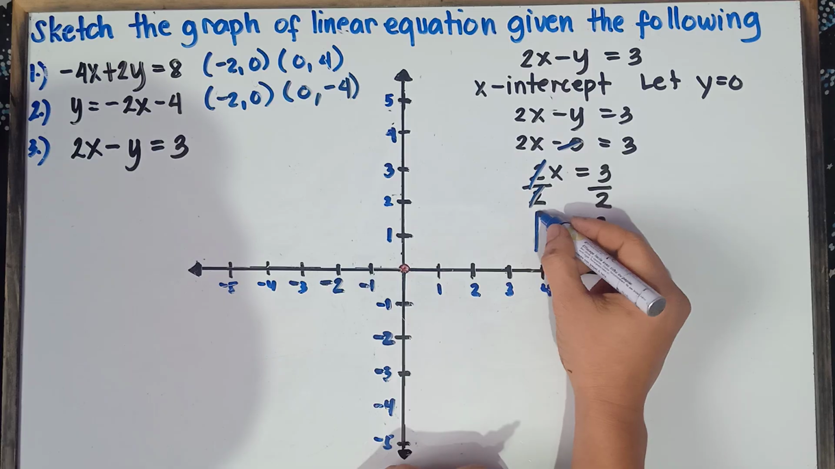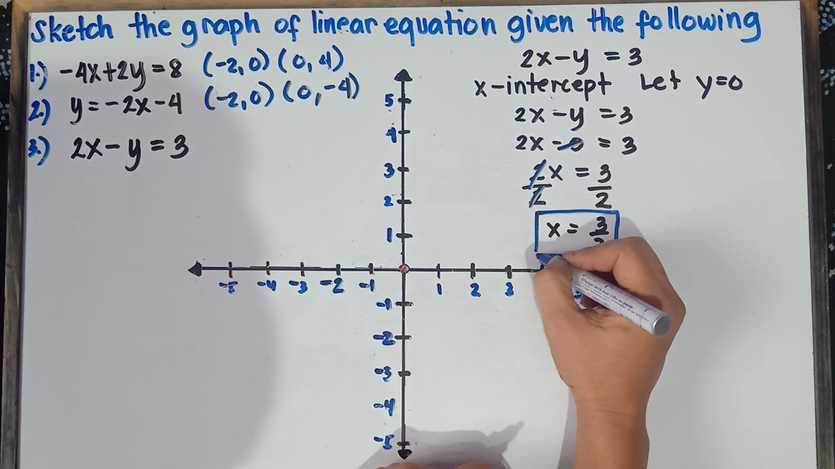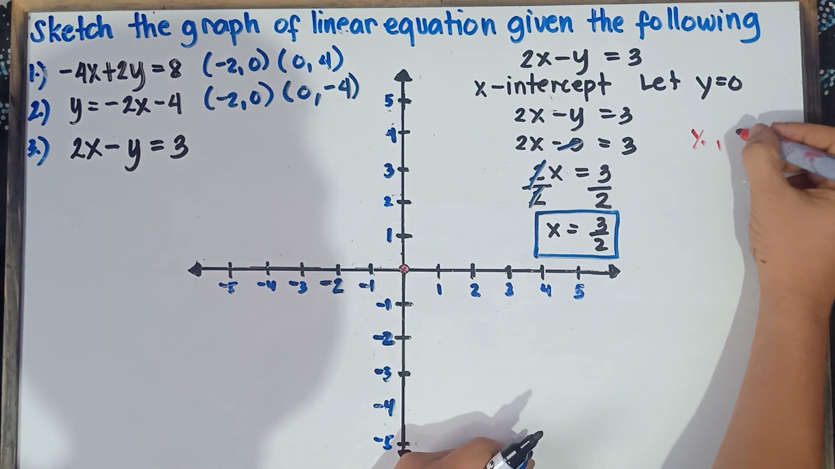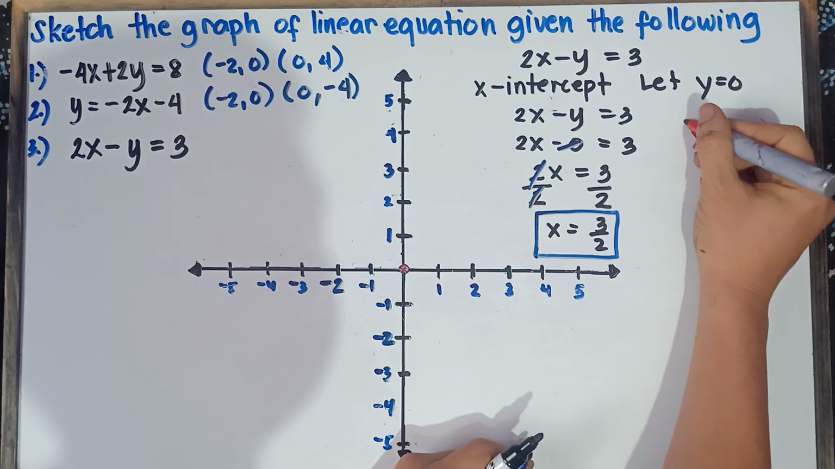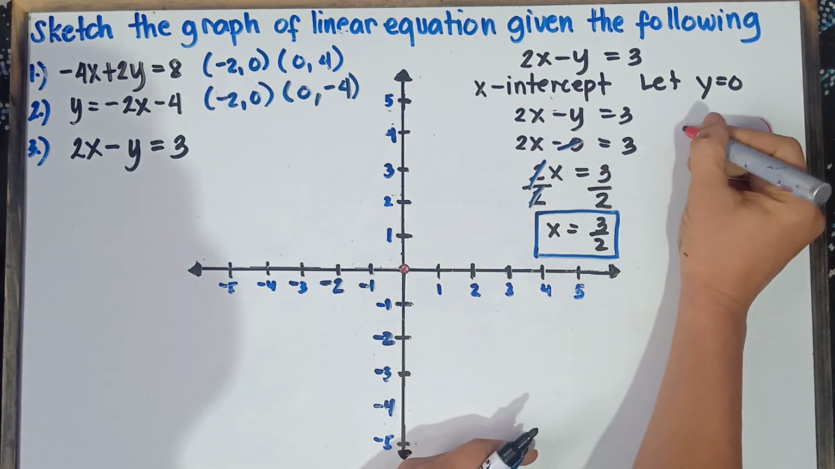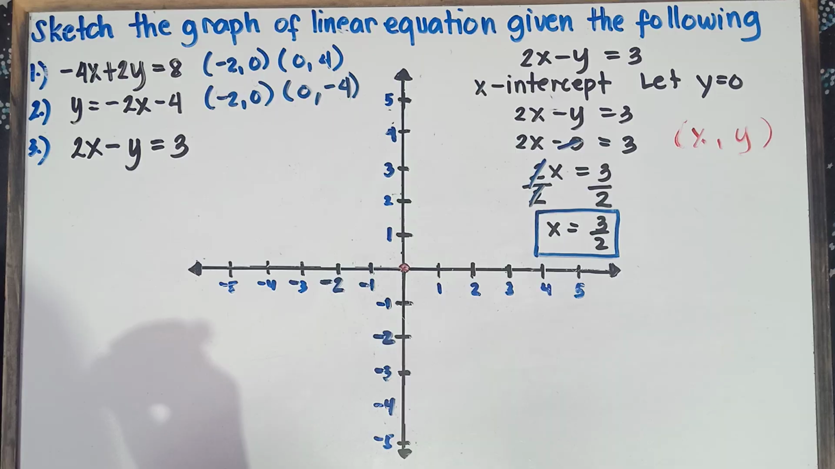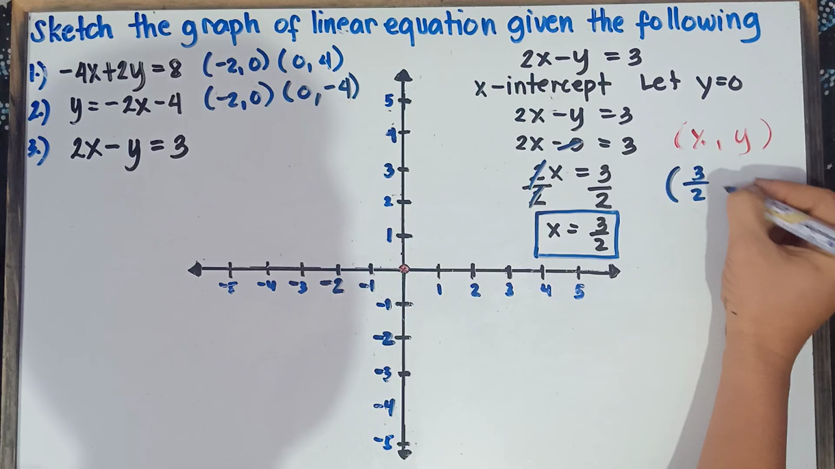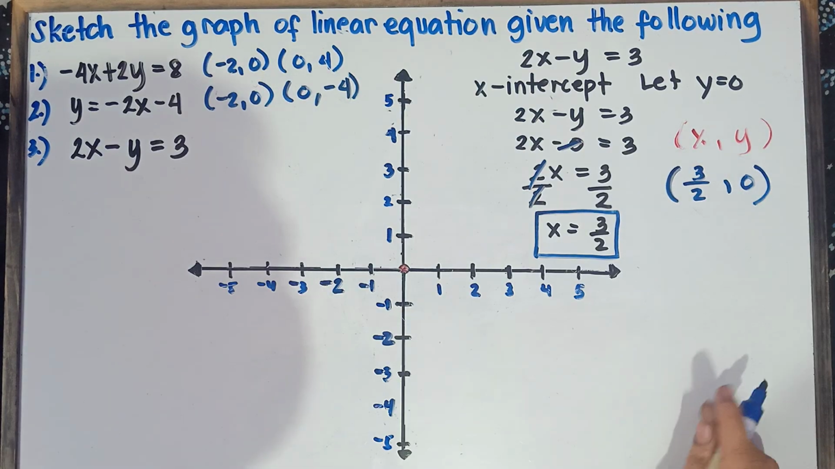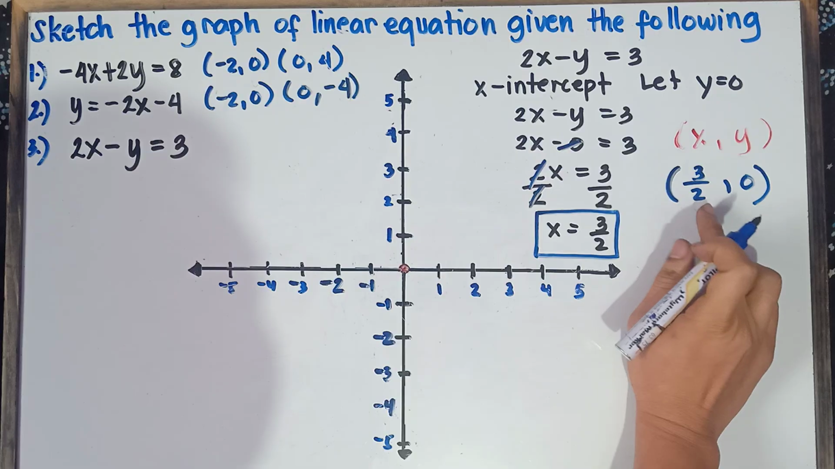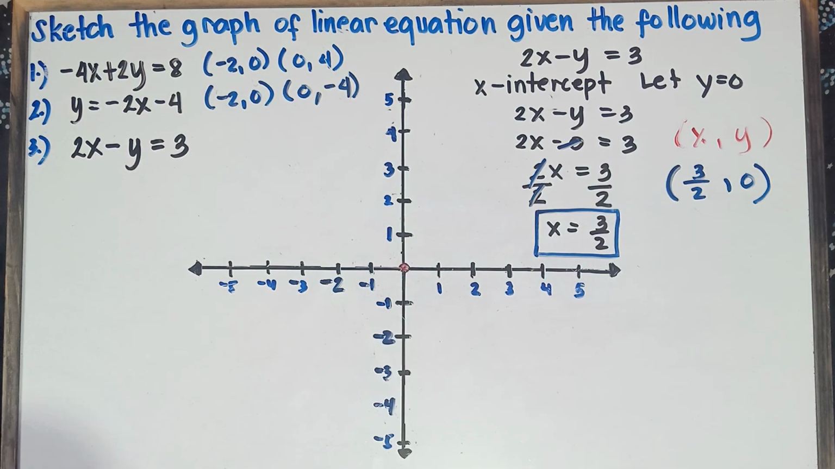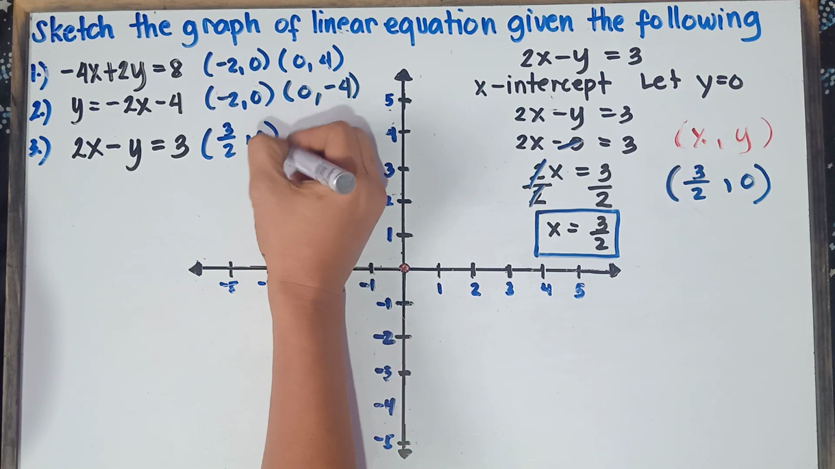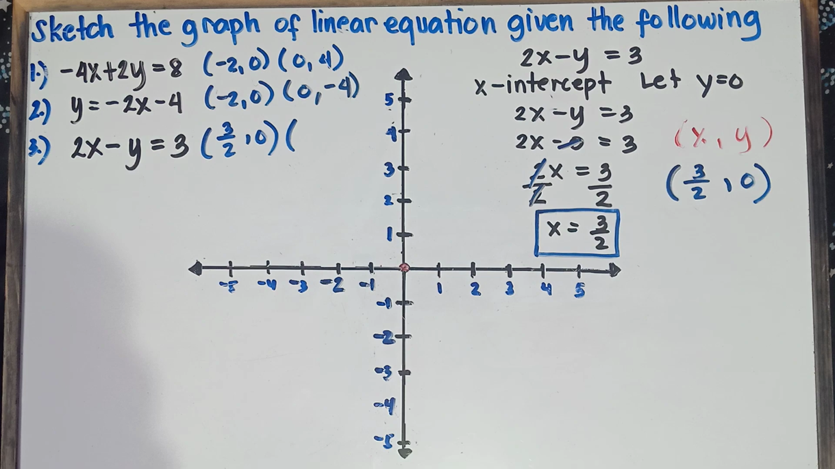Alright, so our x-intercept would be 3 over 2. And then the ordered pair would be x and then y. X comes first before y. So our x would be 3 over 2, and then our y is 0. Later on, class, we will explain how you will graph 3 over 2 in the Cartesian plane. So this will be 3 over 2 and then 0. Alright, and then the second one.